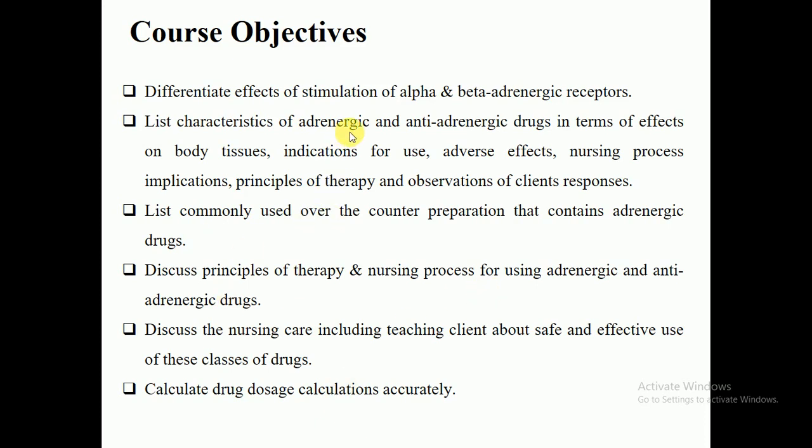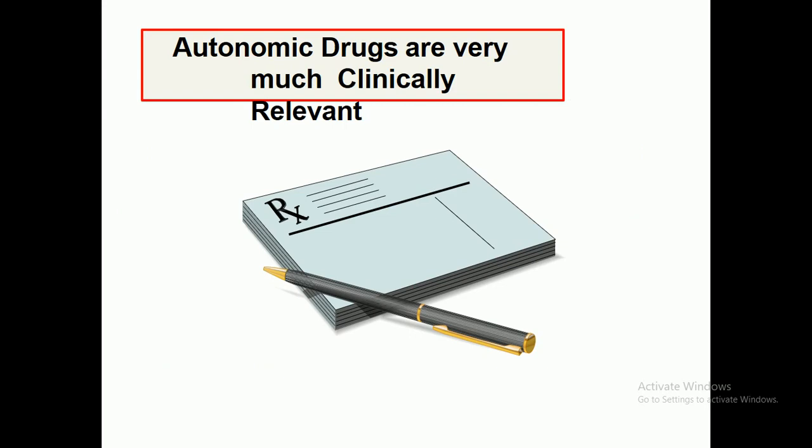Differentiate the effects of stimulation of alpha and beta-adrenergic receptors. List characteristics of adrenergic and anti-adrenergic drugs in terms of effects on the body tissue, indication for use, adverse effects, nursing process implications, principle of therapy and observation of client's response. List commonly used over-the-counter preparations that contain adrenergic drugs. Discuss the principle of therapy and nursing process for using adrenergic and anti-adrenergic drugs. Discuss the nursing care, including teaching the client about the safe and effective use of these classes of drugs, and calculate the drug dosage accurately.